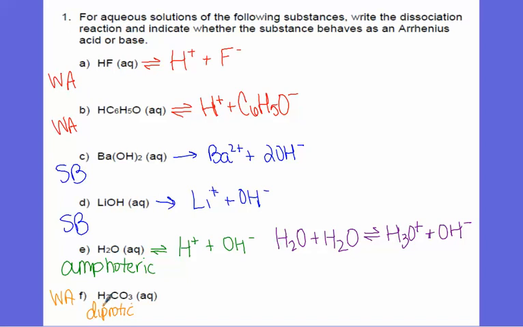We are going to spend a few problems talking about diprotic, polyprotic acids, things that have more than one acidic hydrogen. A little bit of a preview into that. What ends up happening is when they dissociate, they dissociate one hydrogen at a time, stepwise.